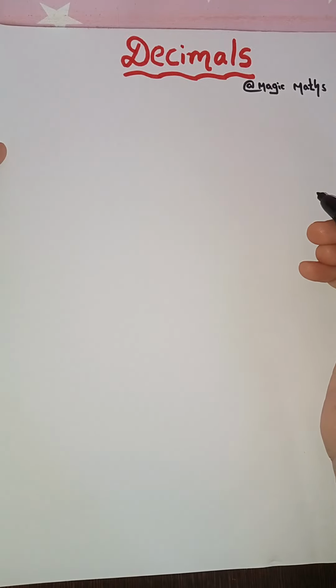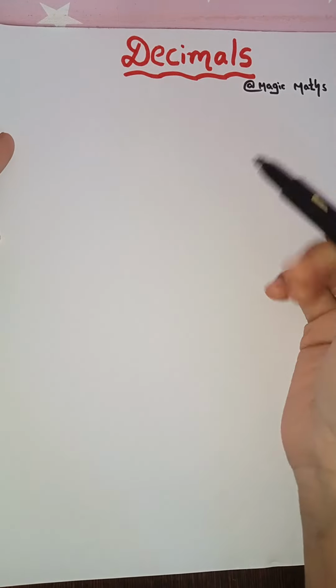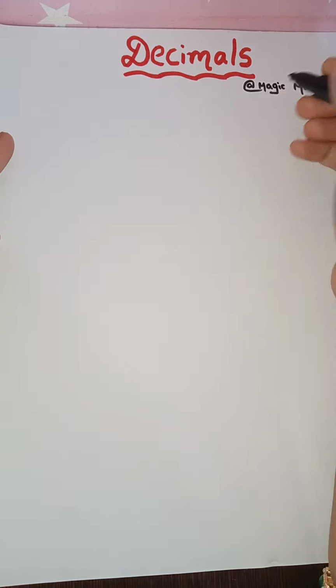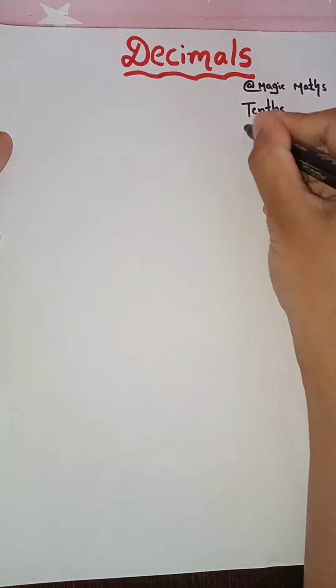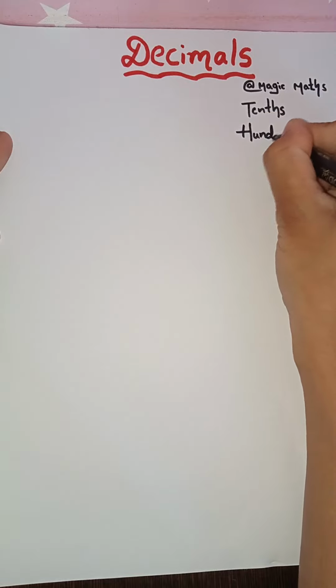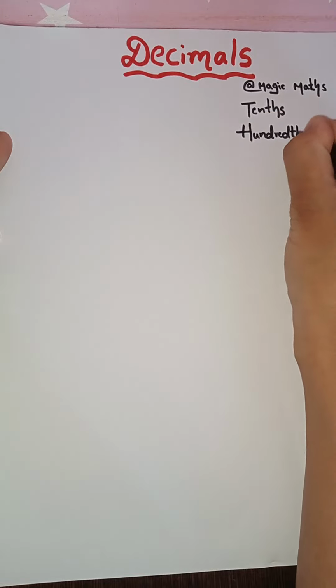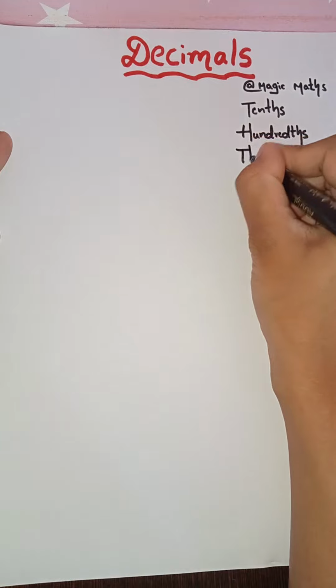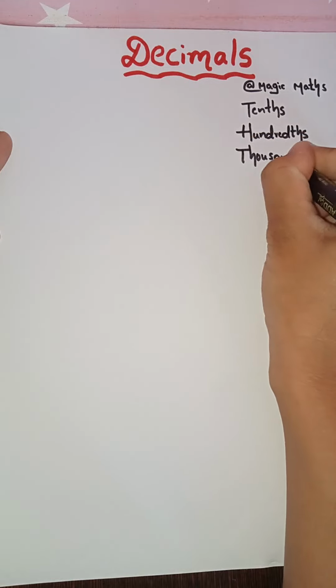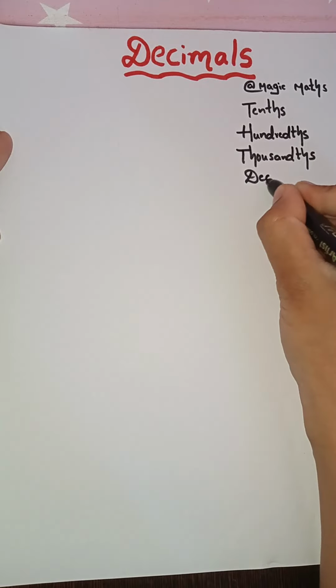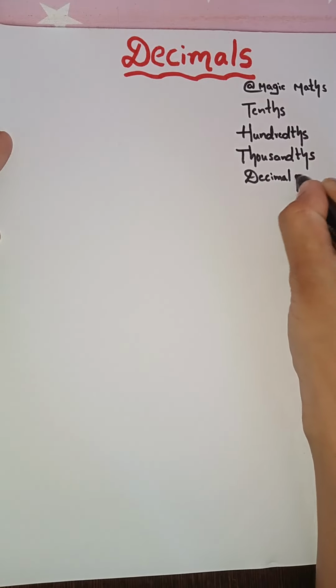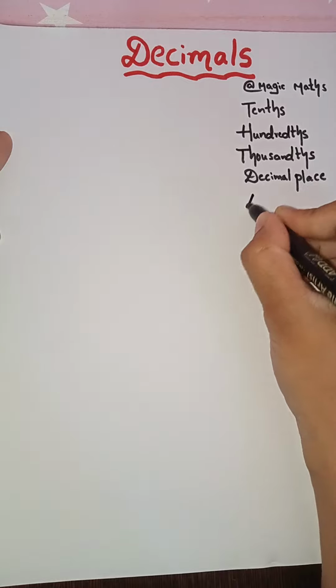Hello everyone. Today we see what decimals are. In this chapter we learn what tens, hundreds, and thousands are, what a decimal place is, and what a decimal point is.